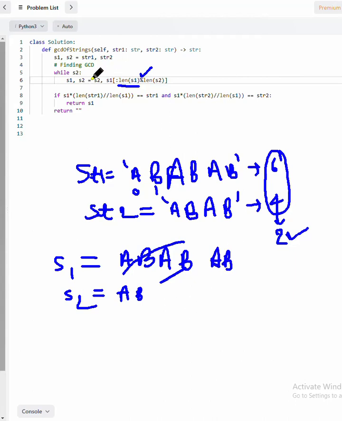Next, in S2, what will be the output? In S2, what will come? So we will remove AB, and what is the length? Length of S1 is 4 and length of S2 is 2. So 4 mod 2 is what? 0. So in S2 we will have nothing, a blank string. And in S1 we have AB.